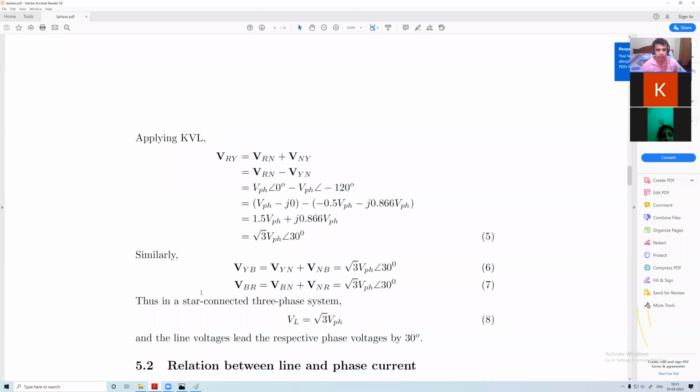You can see that V phase cos 0, that is 1, and j0 because sin is 0. And here we put 120 degree. We add and we once again convert back to polar to get this. So the line voltage magnitude is √3 times the phase voltage magnitude, and angle they are 30 degree apart. Equation 5 is clear, or any question?